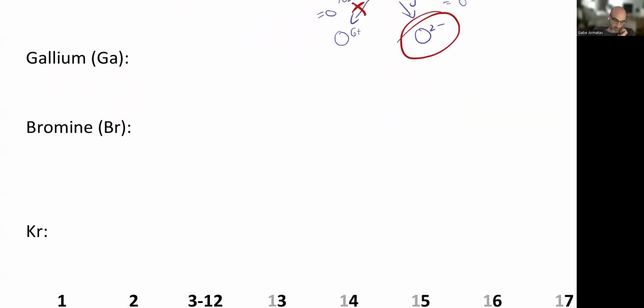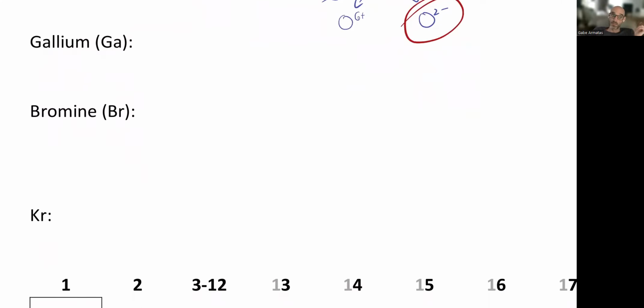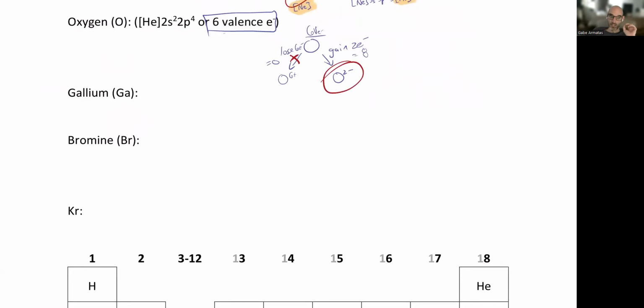So with that said, what do we expect for gallium? What do we expect for bromine? What do we expect for krypton? Okay, so take a moment, pause this, and decide what ion you expect gallium to become. Is it going to gain? Is it going to lose? Same thing with bromine. Is it going to gain, going to lose, and krypton? Okay, so just pause this, and I'm going to take a look at it right now.